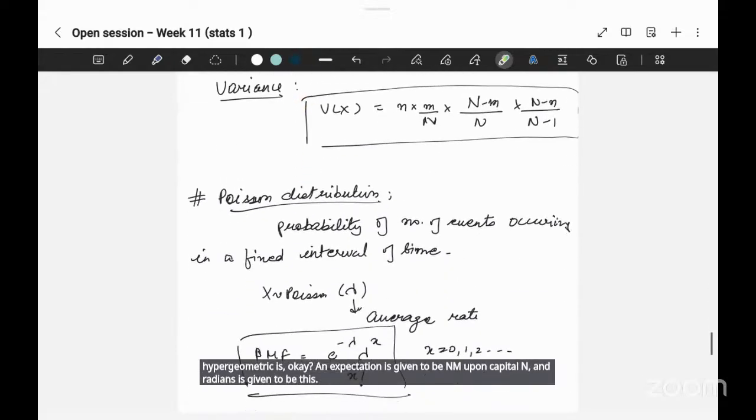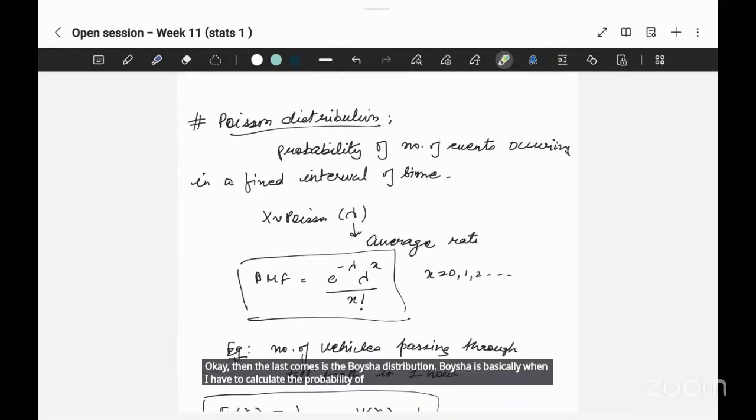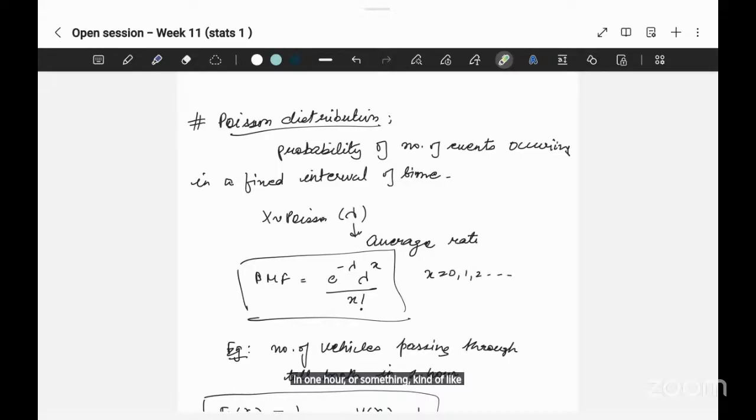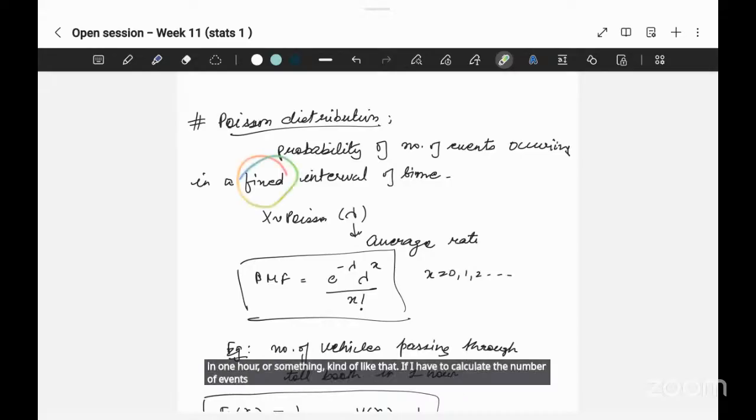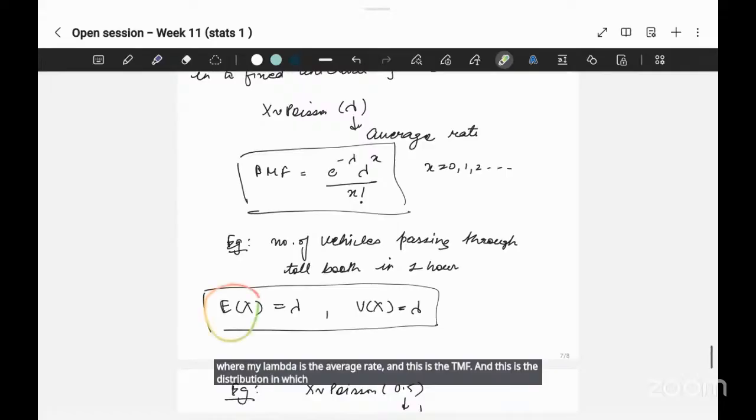Okay, then the last one is the Poisson distribution. Poisson is basically used when I have to calculate the probability of the number of events occurring in a fixed interval of time. That means the number of accidents happening in 1 hour, or the number of vehicles passing through a toll booth in 1 hour, or something like that. If I have to calculate the number of events in a fixed interval of time, then I have a Poisson distribution. I denote X following a Poisson with parameter lambda, where lambda is the average rate. And this is the PMF. In this distribution, the expectation and the variance are both equal to lambda.